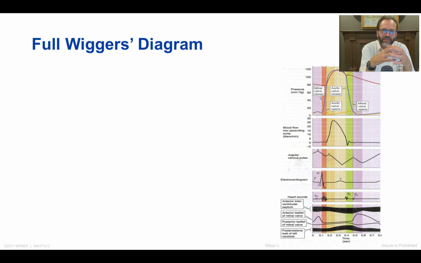So during our last lecture, we focused predominantly on the depictions that are shown in the full Wiggers diagram. Again, it's expectation that you should be able to draw this and accurately depict the Wiggers diagram in health as well as in stressed or disease states.